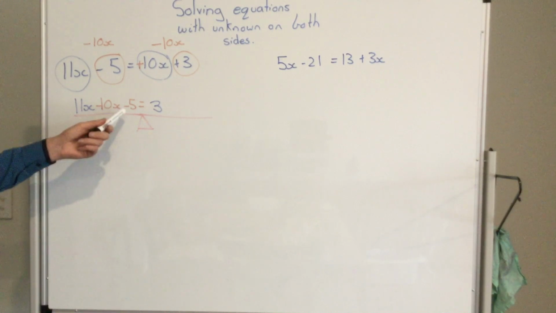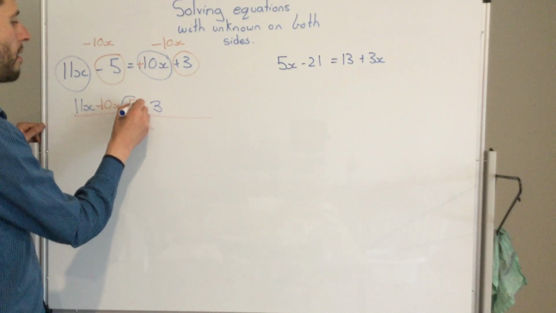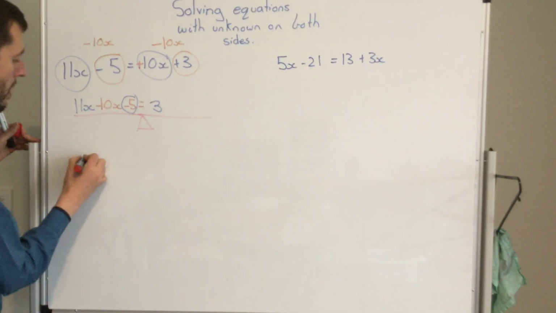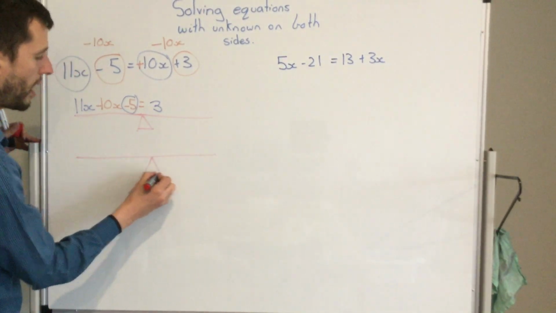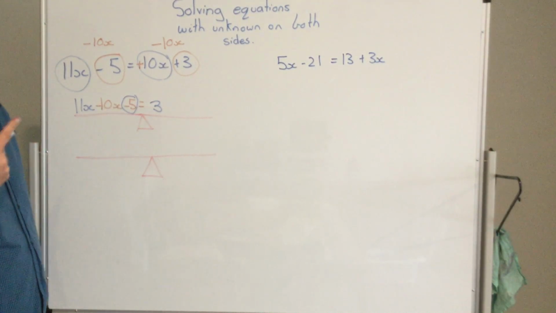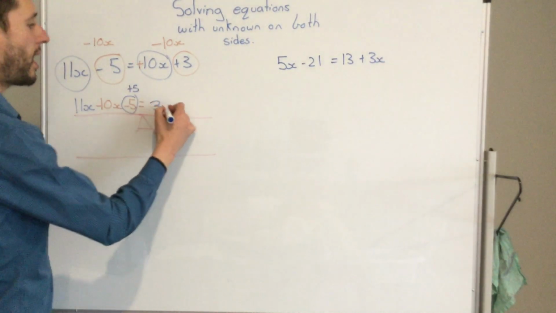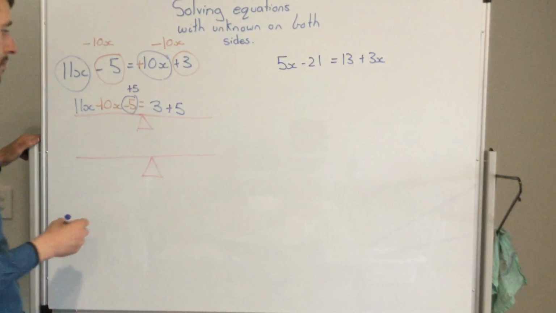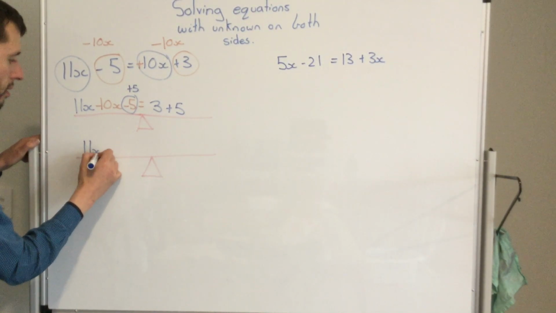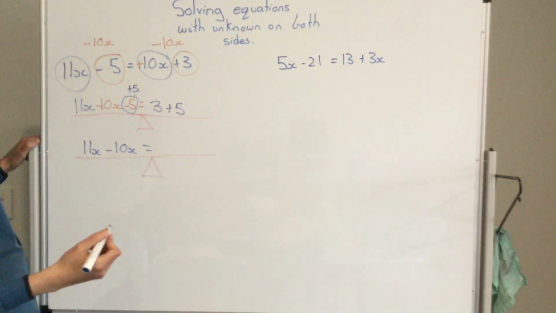Now, I want this -5 to be on the opposite side. So I'm going to circle that, because we still need to get all of our like terms together. So remember, everything is like a balancing beam. Whatever I do to one side, I must do to the other. So to get -5 to 0, I need to plus 5. If I plus 5 on one side, I am plussing 5 on the other. So then I'll rewrite my equation. 11x take 10x equals 3 plus 5 equals 8.